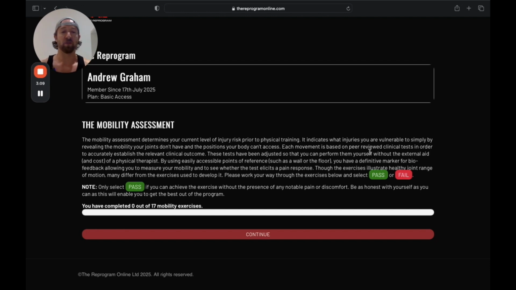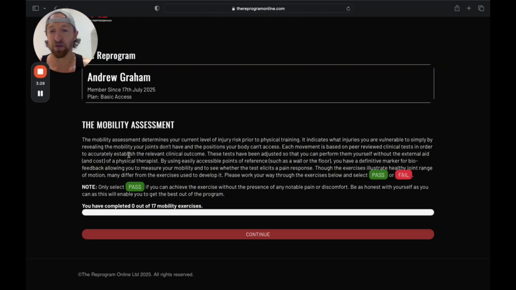Each movement is based on peer-reviewed clinical tests, which basically means the tests I would use in a professional setting, in my physio clinic or rehabilitation clinic or coaching, whatever. It's what I would use to screen for injuries, joint pain, anything, right? Just to get an idea of how that body can move and accurately establish the relevant clinical outcome.